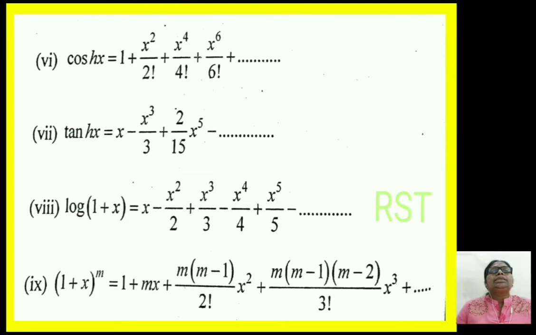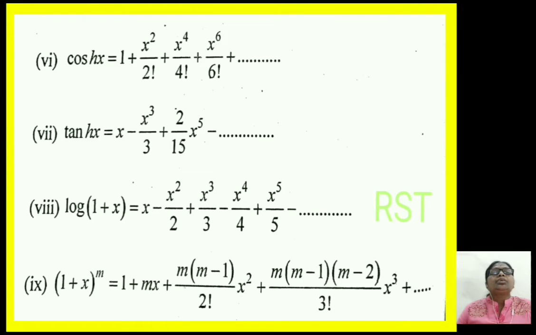Sixth result is expansion of cos hyperbolic x. Cos hyperbolic x equal to 1 plus x square upon 2 factorial plus x raised to 4 upon 4 factorial plus x raised to 6 upon 6 factorial plus dash dash dash. That means in expansion of cos hyperbolic x all the terms are positive.